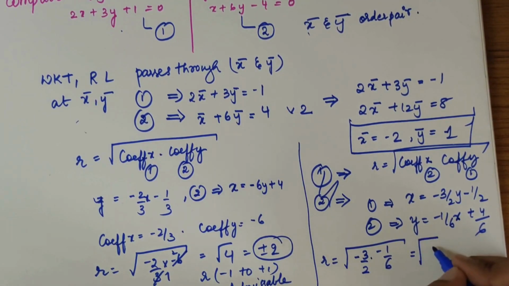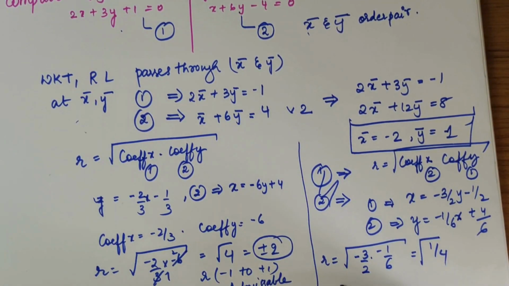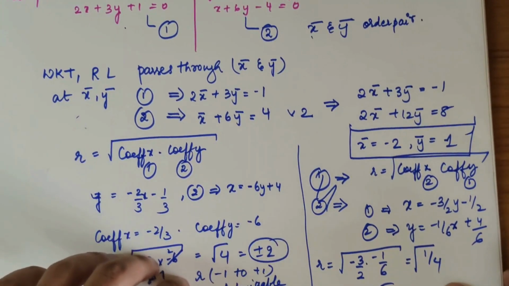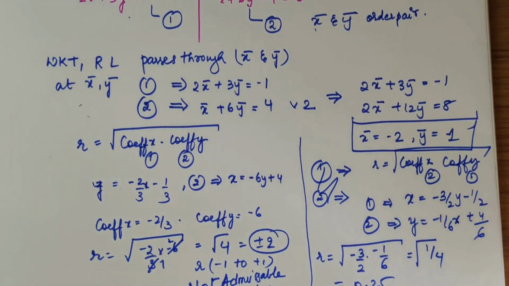So if you solve, under root 1 by 4, that is 0.25. So this is the r value, which is an acceptable value of r, because it is less than 1. So I hope you have understood how to solve this question.